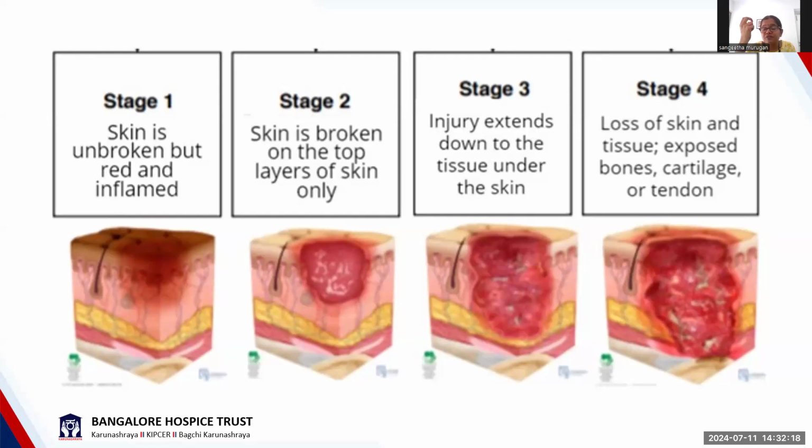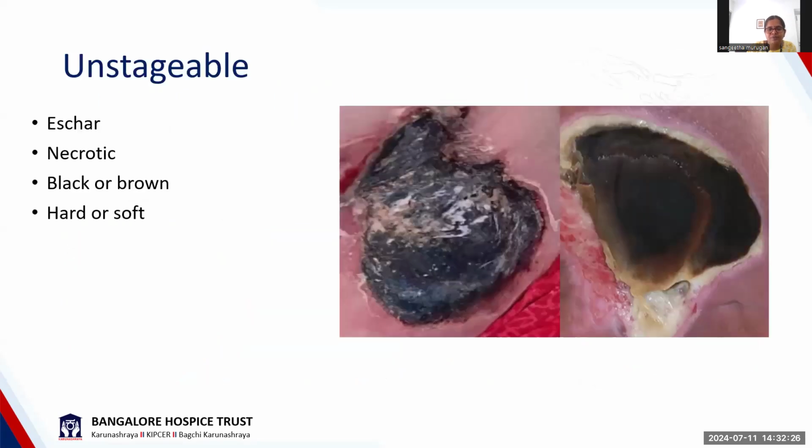The patient will have severe pain, so the patient will get a lot of trouble out of that. And this is unstageable. You can see the eschar, the bone also involved. You can see the eschar, it is necrosed. The patient will have severe necrosis, black or dark brown in color. Either it will be hard or soft.